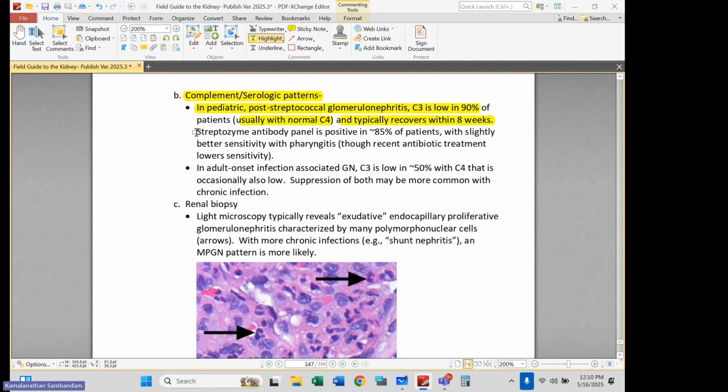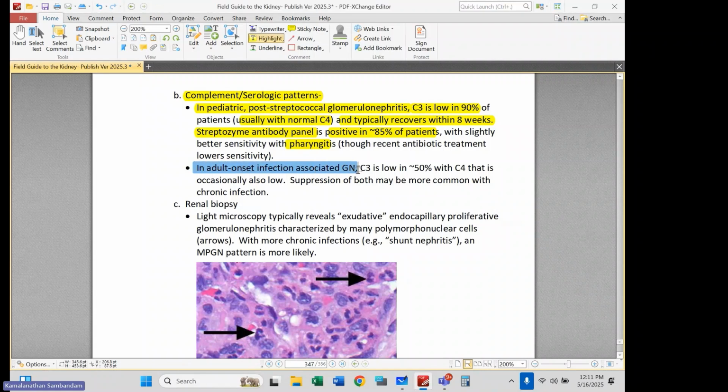The streptozyme antibody panel is, as the name implies, a panel of several different antibodies looking for antibodies to the streptococcal infection, for instance, streptolysin or others within that panel. That is positive in the predominance of patients. There is greater sensitivity of this test when you have pharyngitis as opposed to erysipelas or cellulitis.